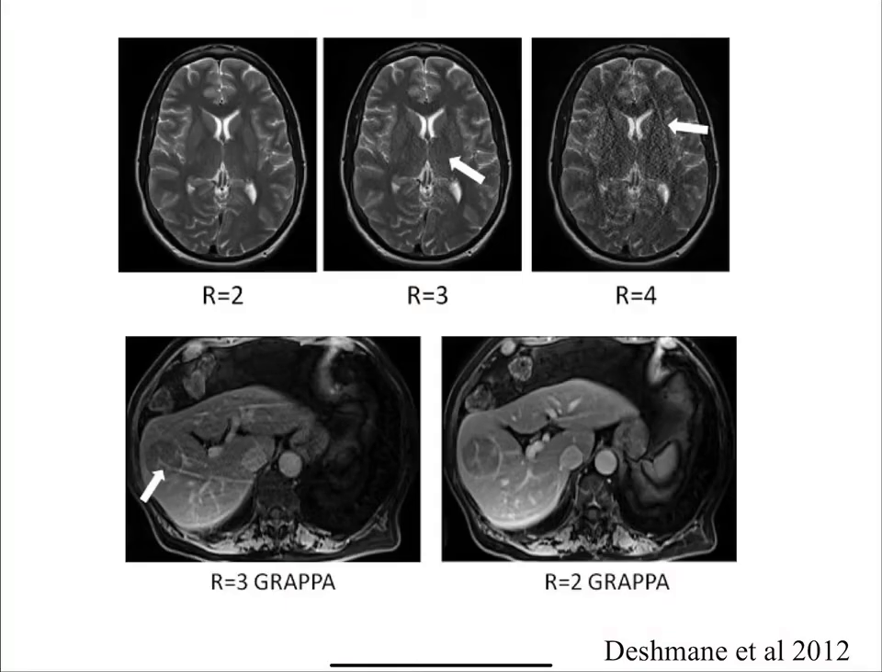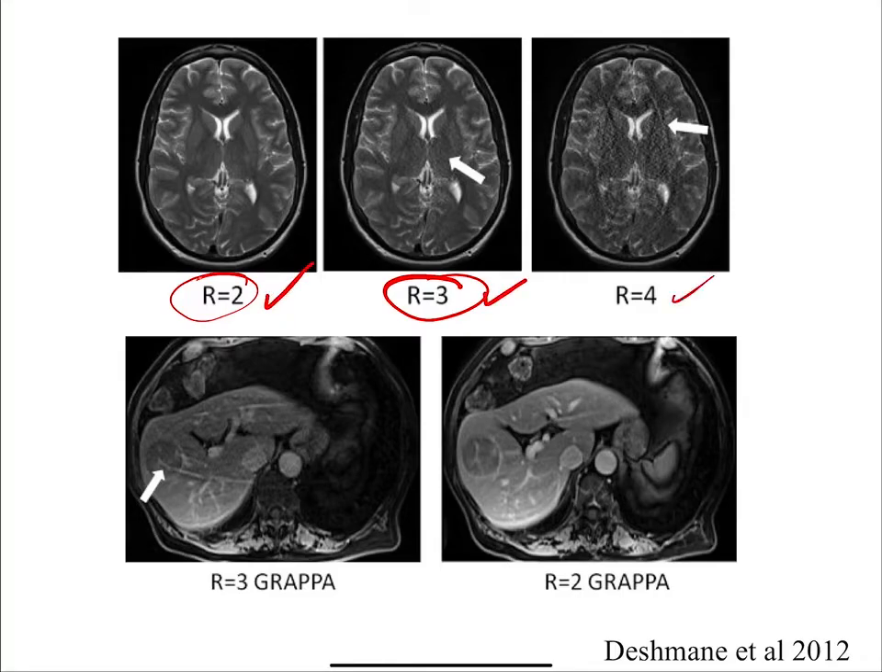So both these are used in practice. They're both available on different vendors. And this is just showing an example: here R equals 2 means I've skipped every other line in k-space. Here I've only kept every third line in k-space. I've gone 3 times as fast. So both of these show that you can go beyond what we've talked about in this course. This is twice as fast here and 3 times as fast here.